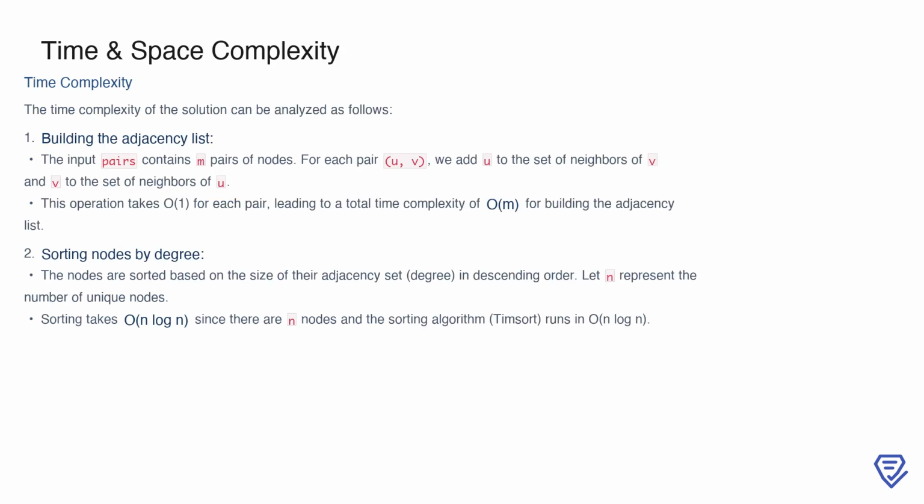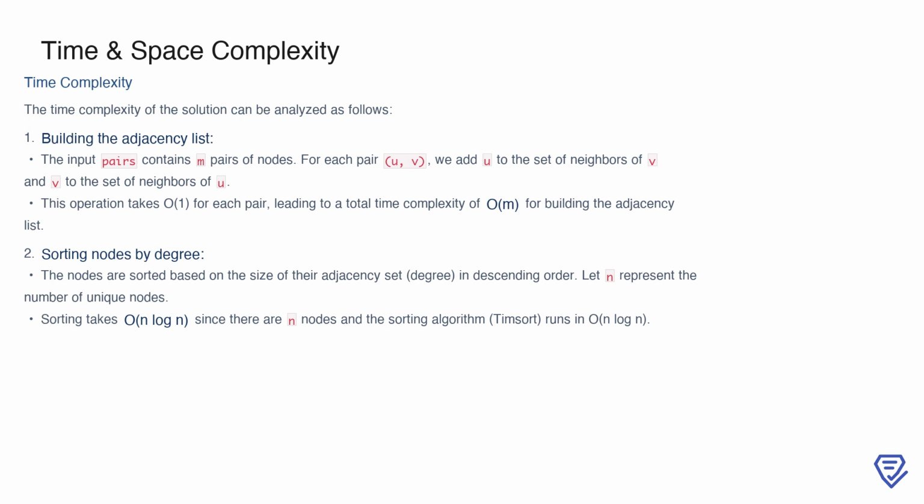Here, we begin analyzing the time complexity of the solution. First, we focus on building the adjacency list. The input consists of m pairs of nodes, and for each pair, u, v, we add u to the set of neighbors of v and vice versa. Since adding an element to a set is an O(1) operation, processing all m pairs results in a total time complexity of O(m) for constructing the adjacency list.